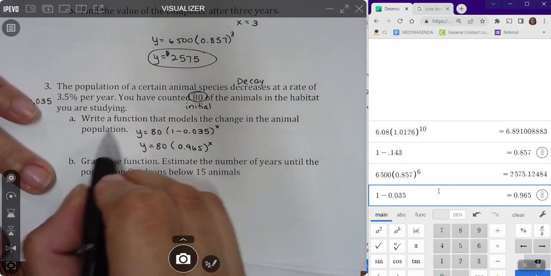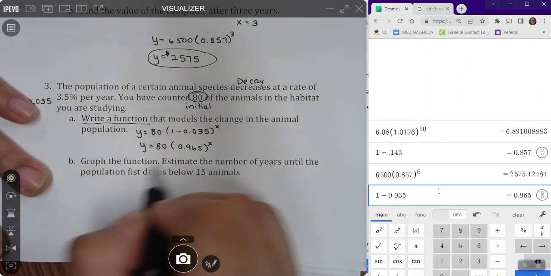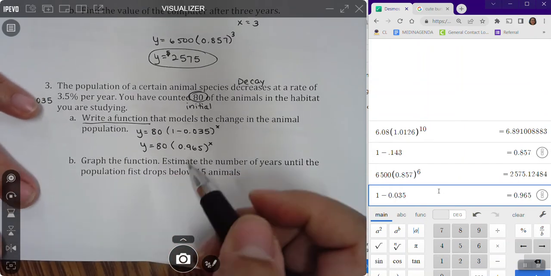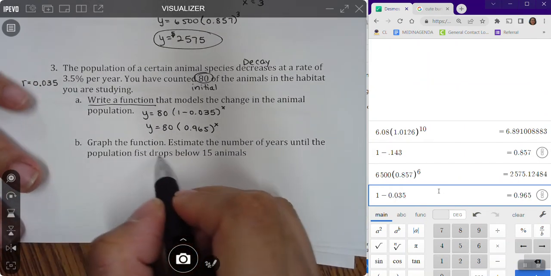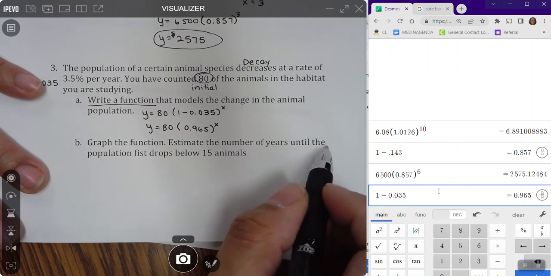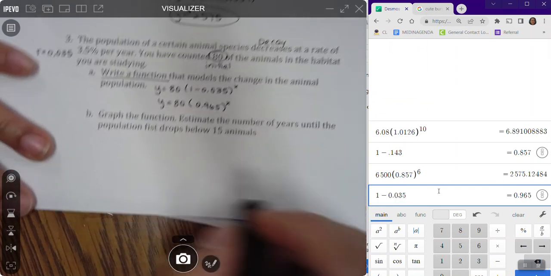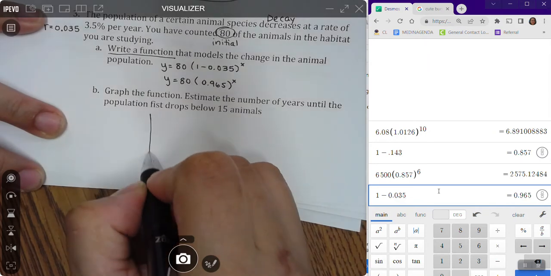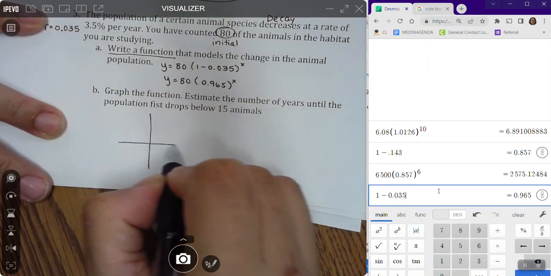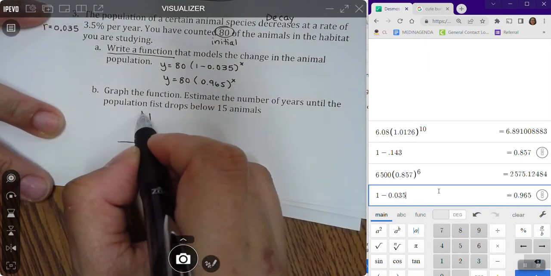Right? So this is the function that models. Either one of these is going to be the same thing. Graph the function, estimate the number of years until the population first drops below 15 animals. So when graphing this, right, it's going to be decay.